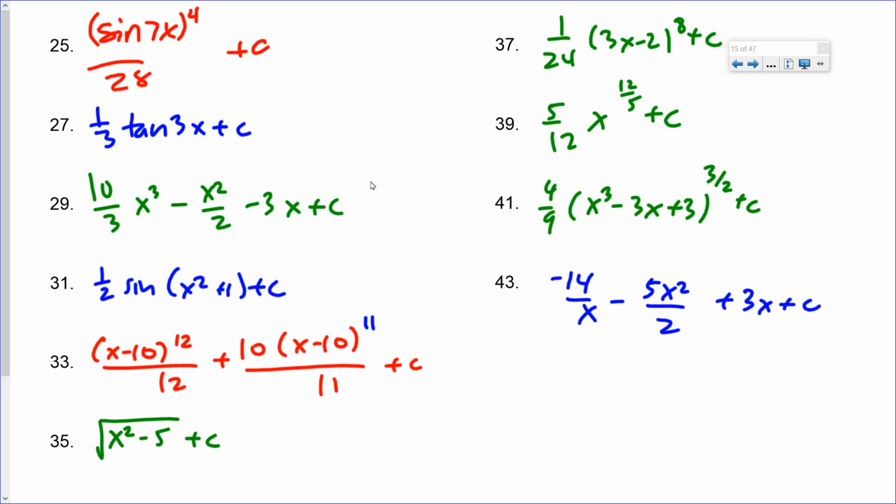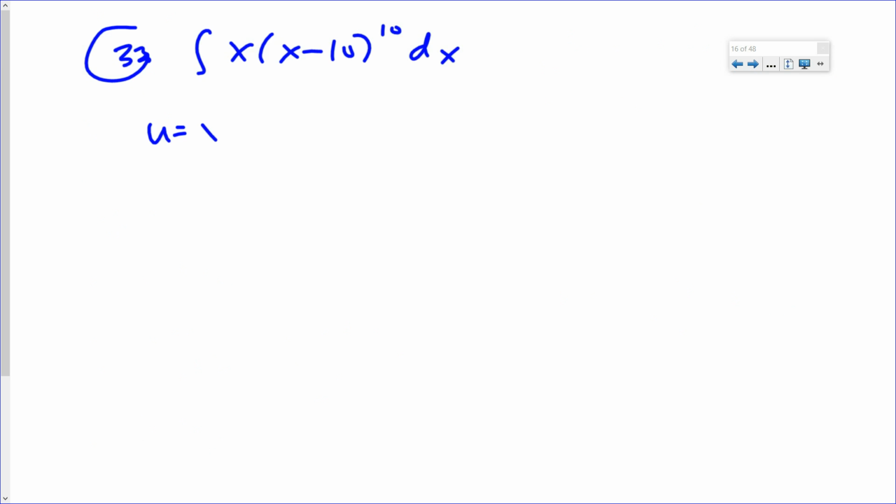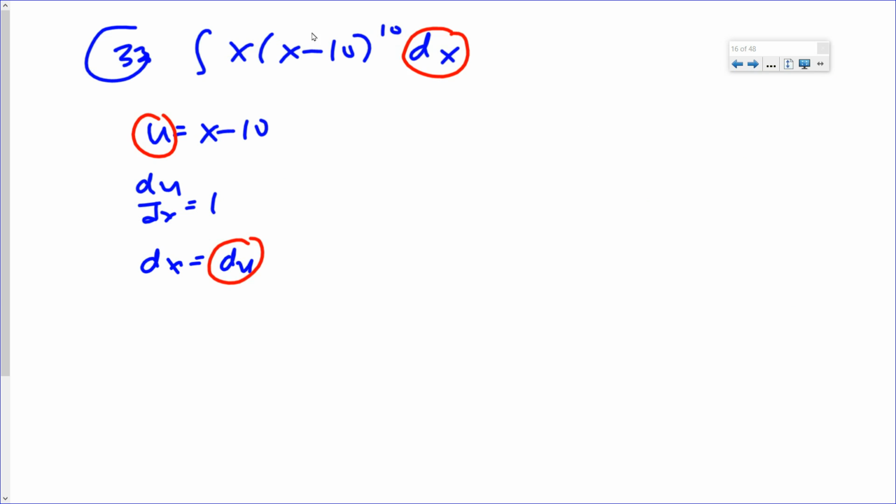Okay, guys, here's 33. The integral of x times x minus 10, raised to the 10, dx. All right, what's my u equal to? x minus 10. Okay, what's the derivative of that? 1. And what's dx? du over 1. Just du. Okay, what two things do I replace here? My dx, right? And my u. So this becomes the integral of x u to the 10 du.